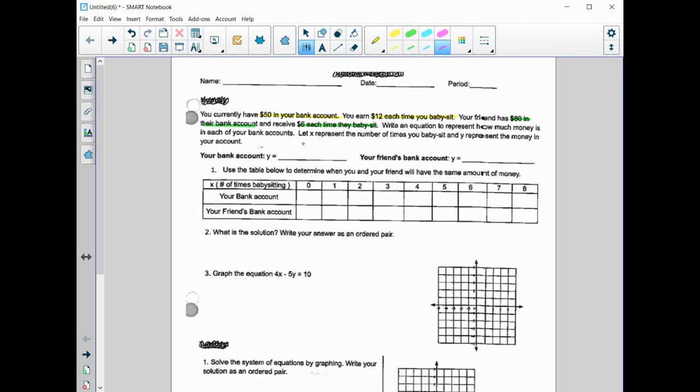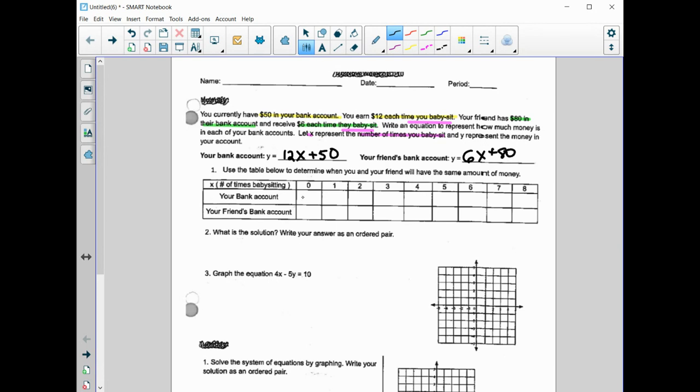Write an equation to represent how much money you each have in your bank accounts, where X is representing the number of times you babysit, and Y is representing the amount of money in your account. So each time you both babysat, we're going to let X represent that. Your equation is going to be Y equals $12 for each time you babysat, so 12X, plus the 50 you had to start. Your friend got $6 each time you babysat, so 6X, and then had 80 to start.